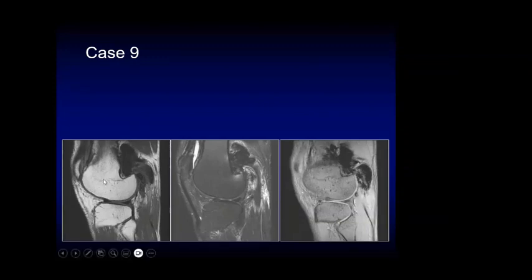So just to clarify, this is T2FS, okay? This is gradient recall echo. The lesion is hypointense signal intensity on T1 and on the gradient echo, hypointense signal intensity. On fat suppression, peritumoral edema from the femur down to the posterior aspect of the upper leg.